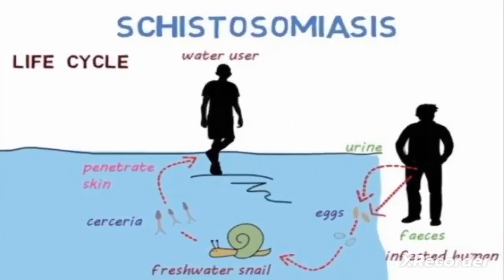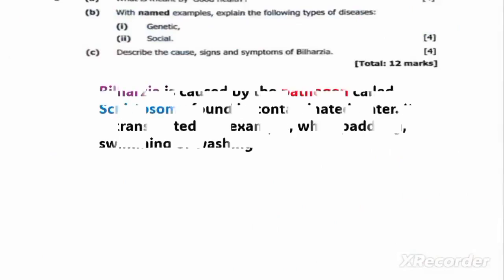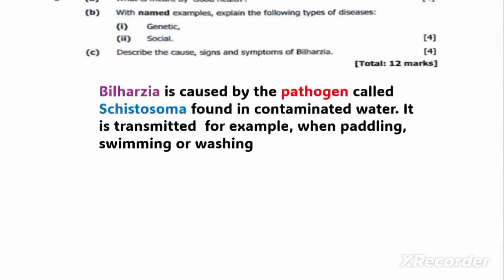So the pathogen that causes Bilharzia is schistosoma. So schistosoma is the pathogen that causes Bilharzia. Someone can come into contact with this pathogen through swimming in contaminated water. Okay, so therefore we are going to say Bilharzia is caused by the pathogen called schistosoma found in contaminated water. It is transmitted, for example, when paddling or swimming.